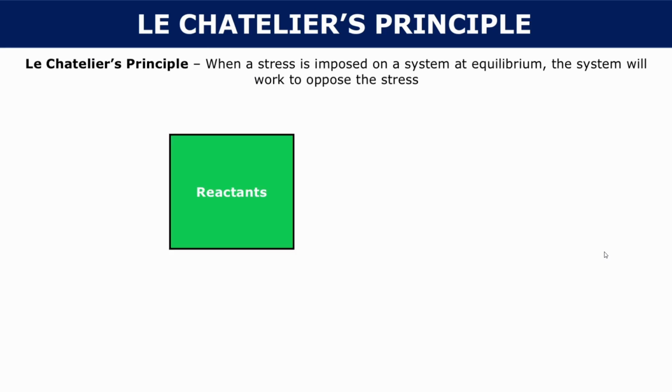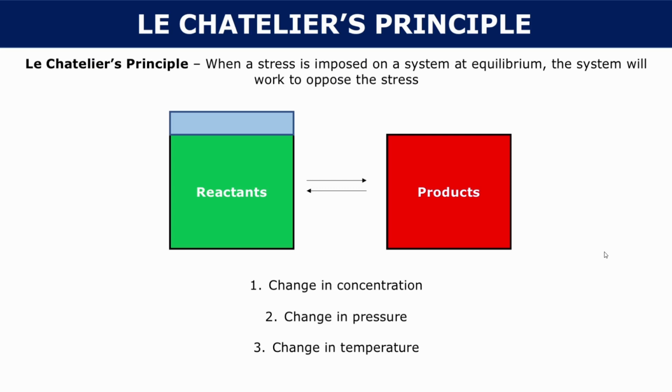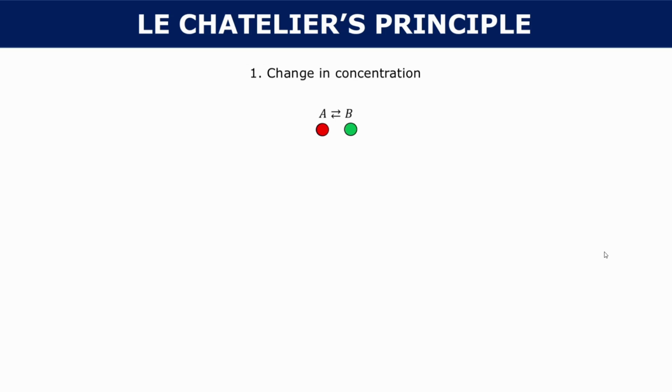So if you have reactants and it's in equilibrium with products and you somehow introduce more reactants into the system, it will work in a way to minimize that stress, and it'll work to balance itself out and go back to equilibrium. And there's basically going to be three different instances where Le Chatelier's principle is going to take effect. One of them is a change in concentration, the second is a change in pressure, and the third is a change in temperature. And we're going to go through each of these. So let's start with a change in concentration.